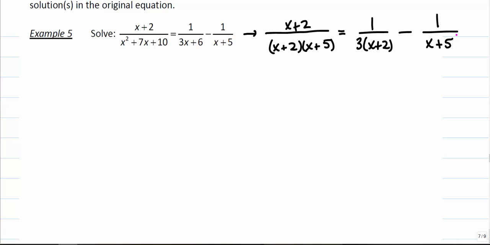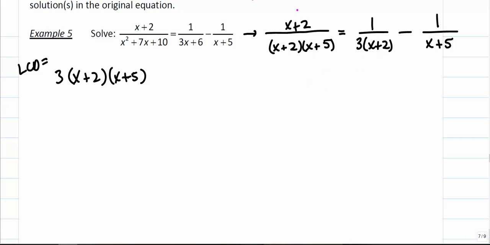So, if I look here, I see an x plus 2, so I need an x plus 2. I need an x plus 5, and I need a 3. And so if I use this as my LCD, everything will work. Could I cancel this out? Maybe, but let's just leave it in there.